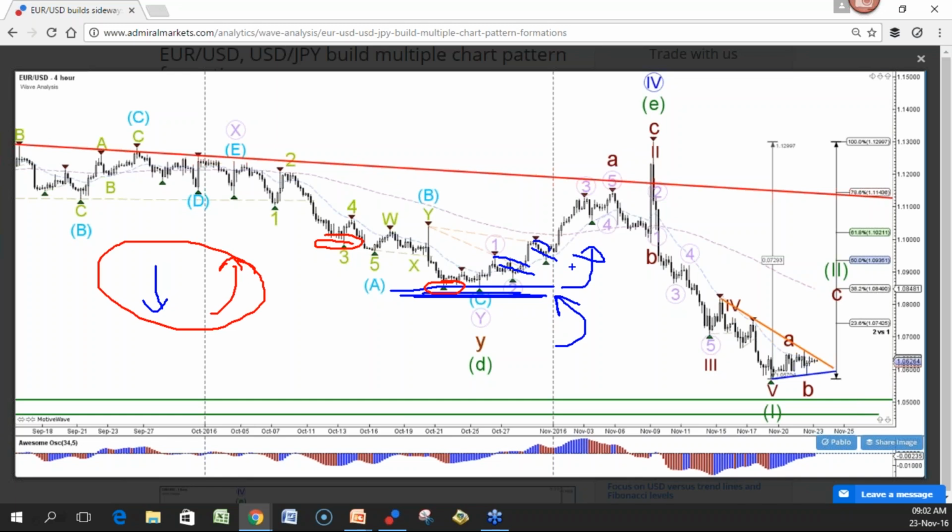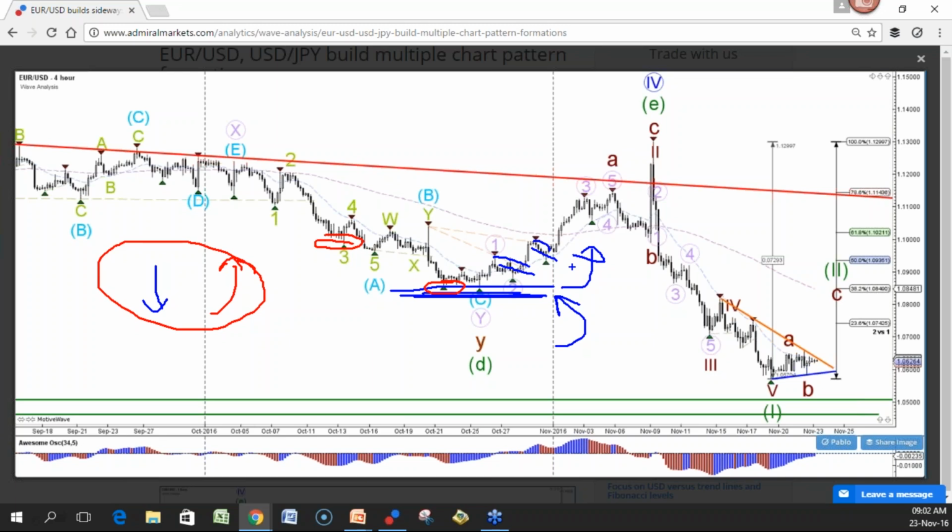So it's a combination of looking at momentum, patterns, and support and resistance to understand where the waves will start, where the waves will end, how to label them, what is the most likely labeling, how it will develop in the future, and where I could trade it.